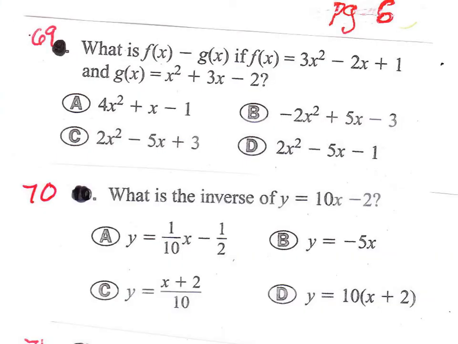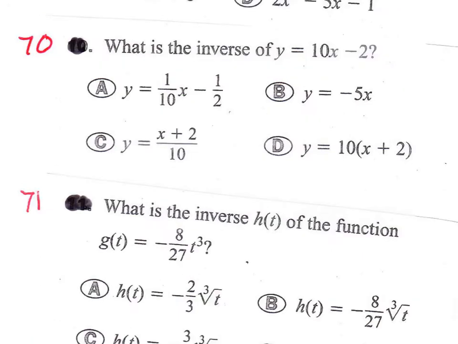On number 69, another function, they're wanting to say if you take f minus g, what do you get? So here's your two functions. Here's f, here's g. Subtract them. Make sure you pay attention to the signs first. Remember, you're going to take the whole set minus the other one. So you'd want to distribute the negative into everybody there. Okay? Good luck. Number 70, what is the inverse of y equals 10x minus 2?